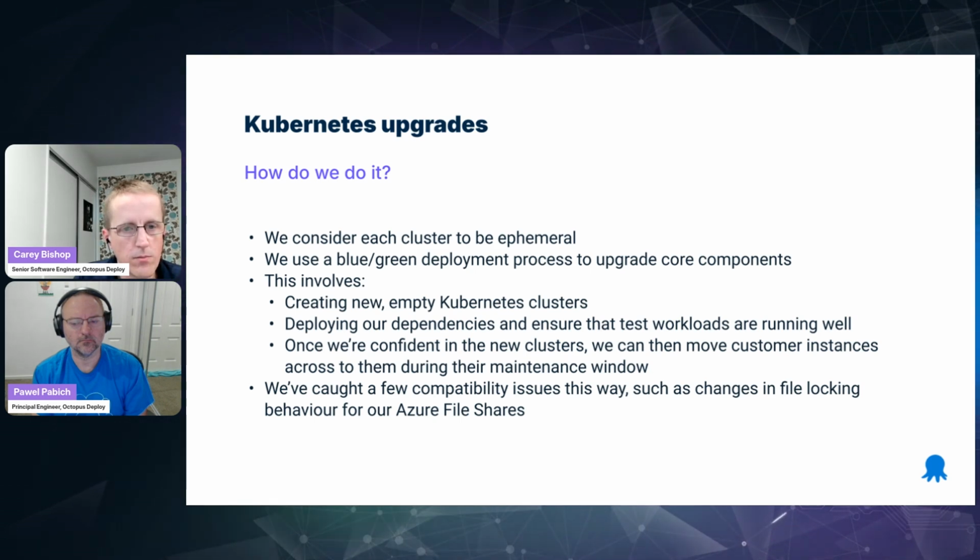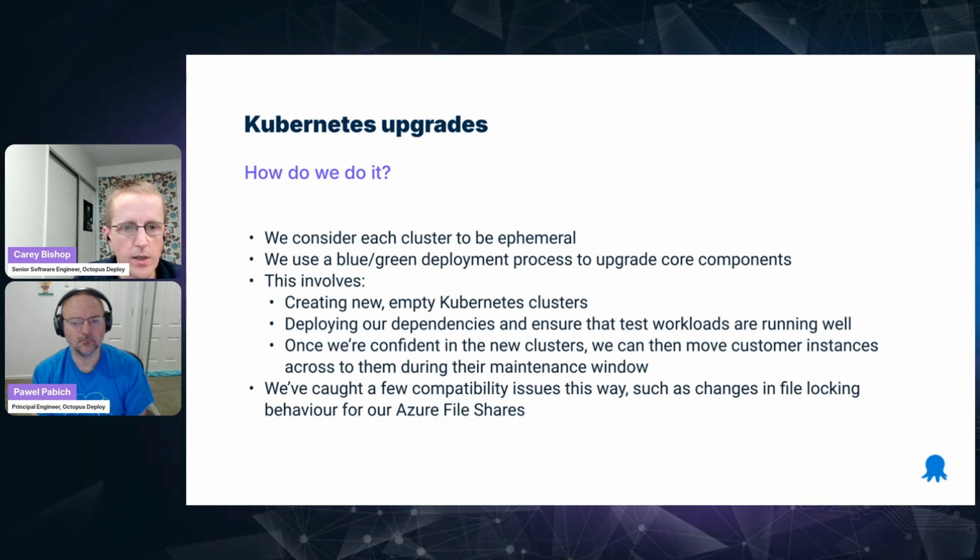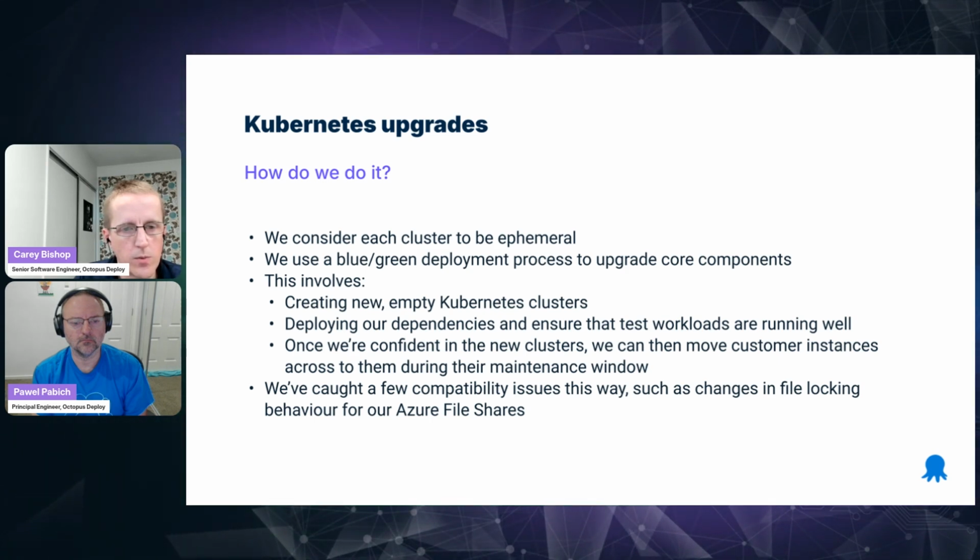And in doing things this way, taking a slow approach upgrading between clusters, we've caught a few compatibility issues. One of the recent ones that we found was a change in file locking behavior in AKS for our Azure file shares. So it was important that we caught that one so that we could make some changes to the product to work correctly with the new file locking behavior.